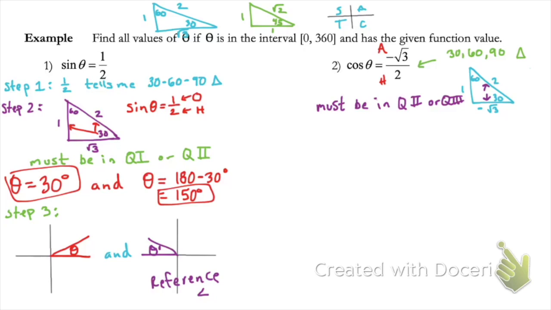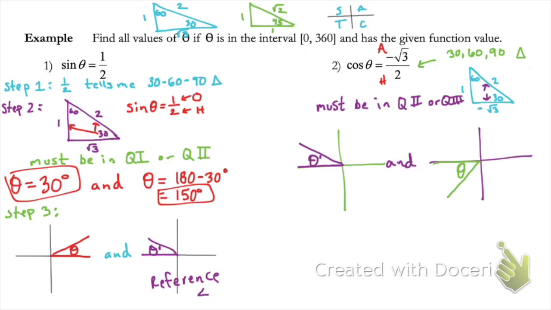So that tells me since cosine is negative and we're using 30 degrees, this should be in quadrant 2 or quadrant 3. So I'm actually going to draw those out and then I'm going to find them. There should be a theta prime on that green one. But these are both reference angles because they are not in quadrant 1.